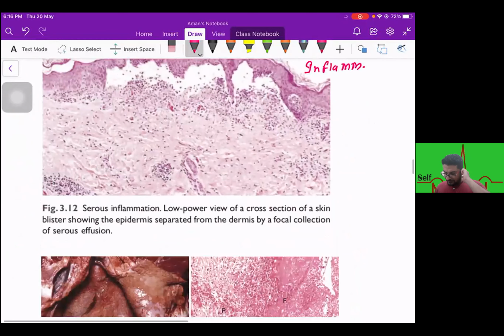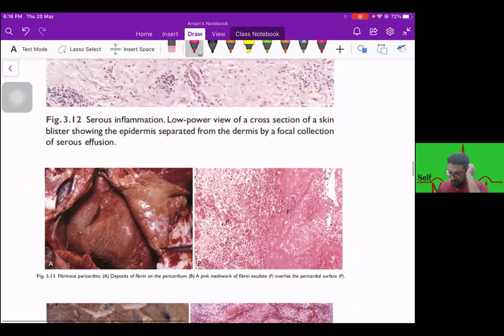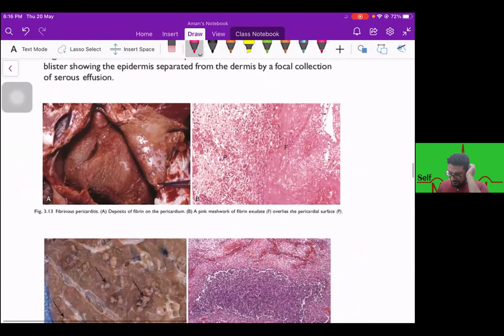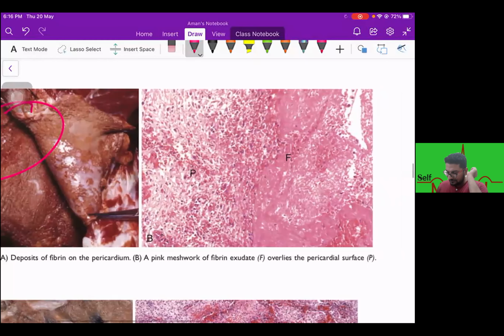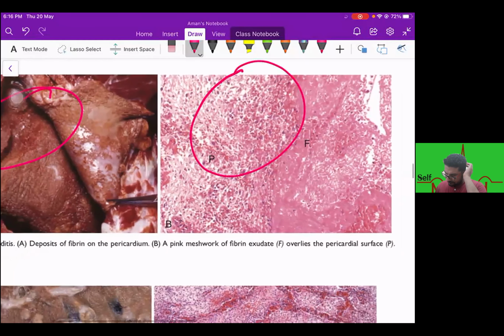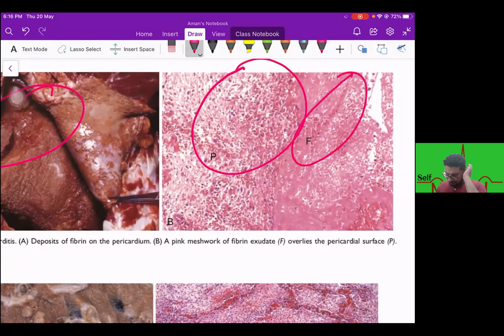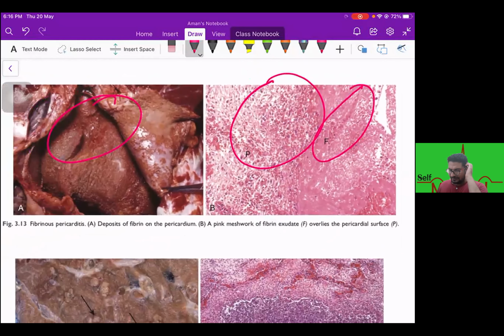Moving to this, in the pericardium you will see deposition of fibrin. You can see the fibrin-rich material deposition. We call this fibrinous pericarditis, right? And here you can see these fibrin lines. These are a classical histology of fibrinous pericarditis.